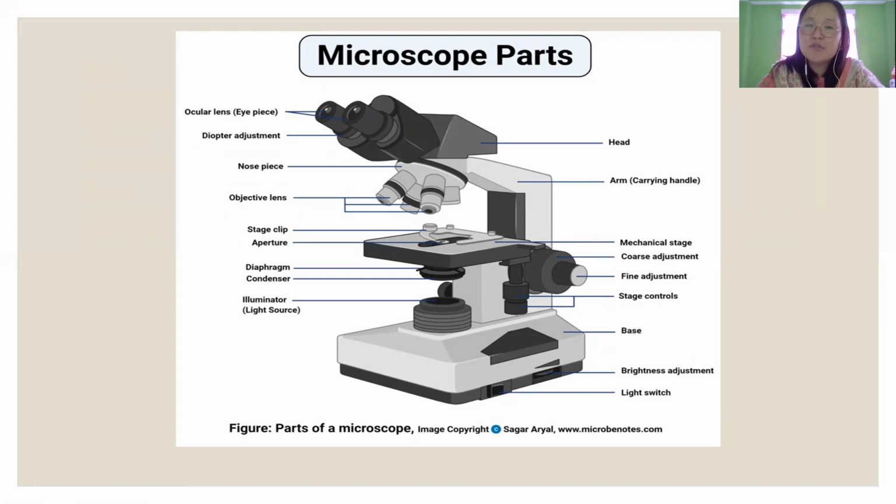So that is all about the stage. And next we have the knob. This is called the coarse adjustment. Can you see this knob? So we call this the coarse adjustment, and this the fine adjustment. These two adjustments are used to magnify the image as well as to refine the image.